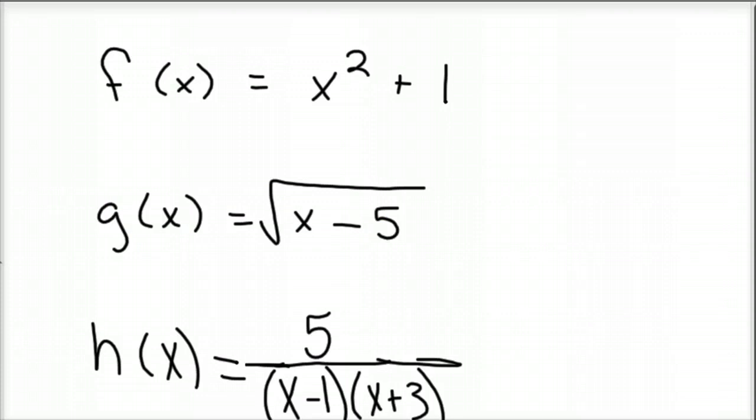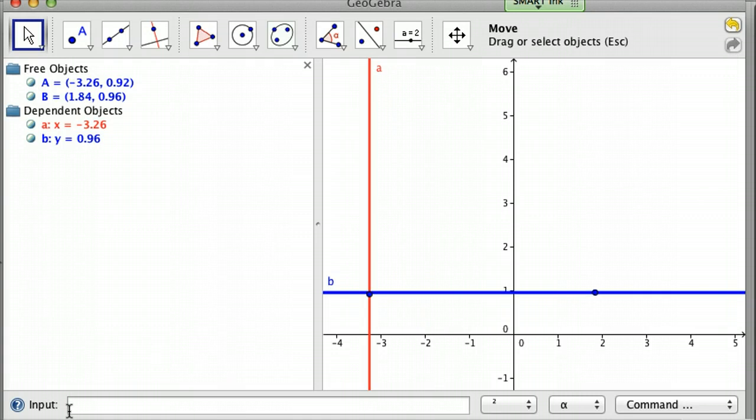So let's start with this first one: f of x equals x squared plus 1. We'll use GeoGebra to help us. I'm going to put this in, and you notice I have a red line and a blue line. The red line is perpendicular to the x-axis, and the blue line is perpendicular to the y-axis. We'll use those to help us determine the domain and range.